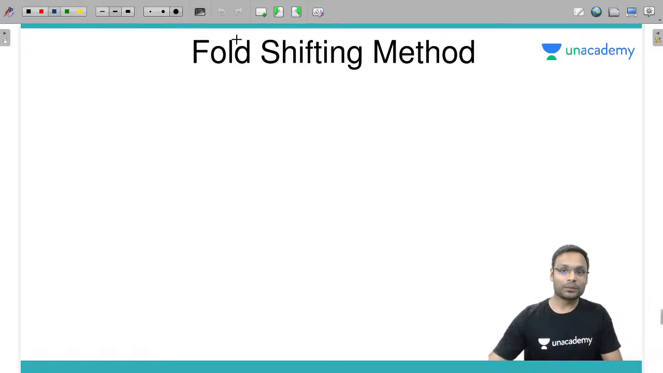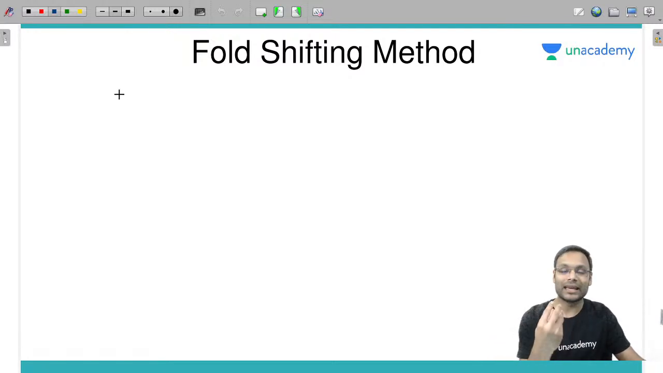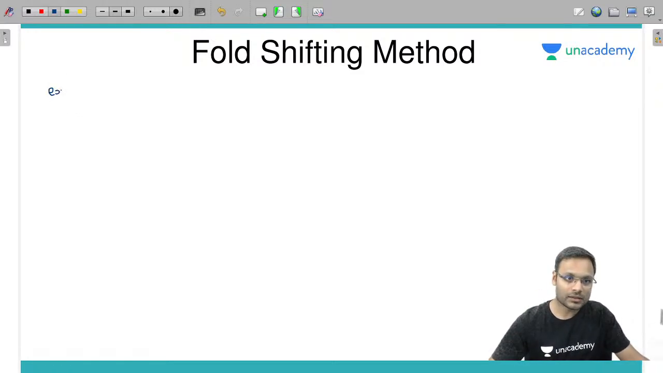Now, how does this fold shifting method work? I will not be able to give you a concrete mathematical formula, but I will give you an example of how this fold shifting works. Through example, we will try to understand.